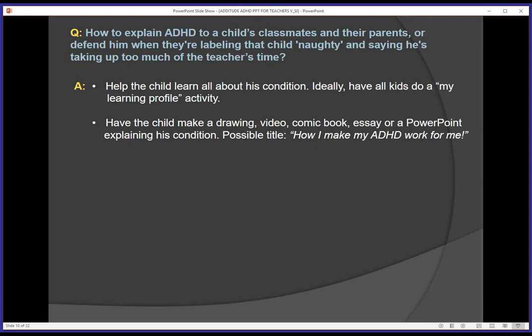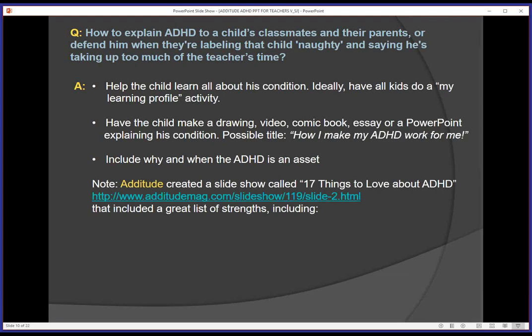All these means of explaining your condition are underscoring this theme about how I make my ADHD or my LD work for me, why it's not a disability. It's a condition I have, but why I'm putting all this energy and all these challenges to good work for me. And any of these personal appeals have to include why the ADHD is an asset, when it's an asset, when it's a liability, and what I do about it.